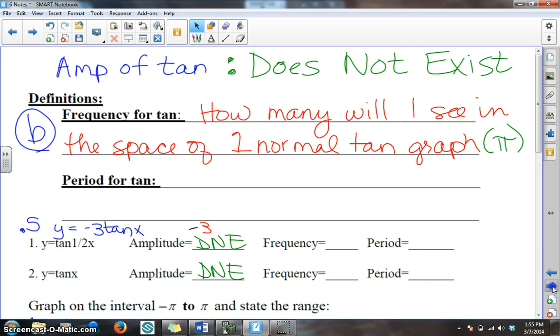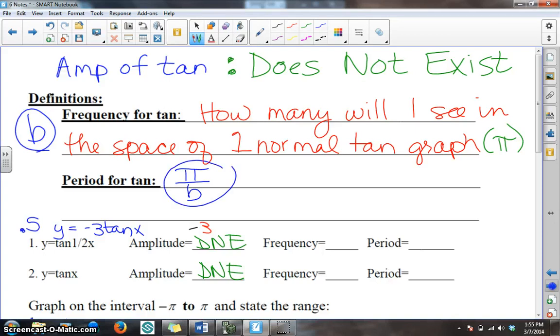Period for tan, same thing going on here. It's still normal cycle divided by b. Notice that normal cycle has changed. So the biggest thing with the tangent graph is don't forget the amplitude doesn't exist, and don't forget a normal period is 1 pi, not 2 pi. So everybody see how this formula is slightly different? Shake your head, yes, I see it.